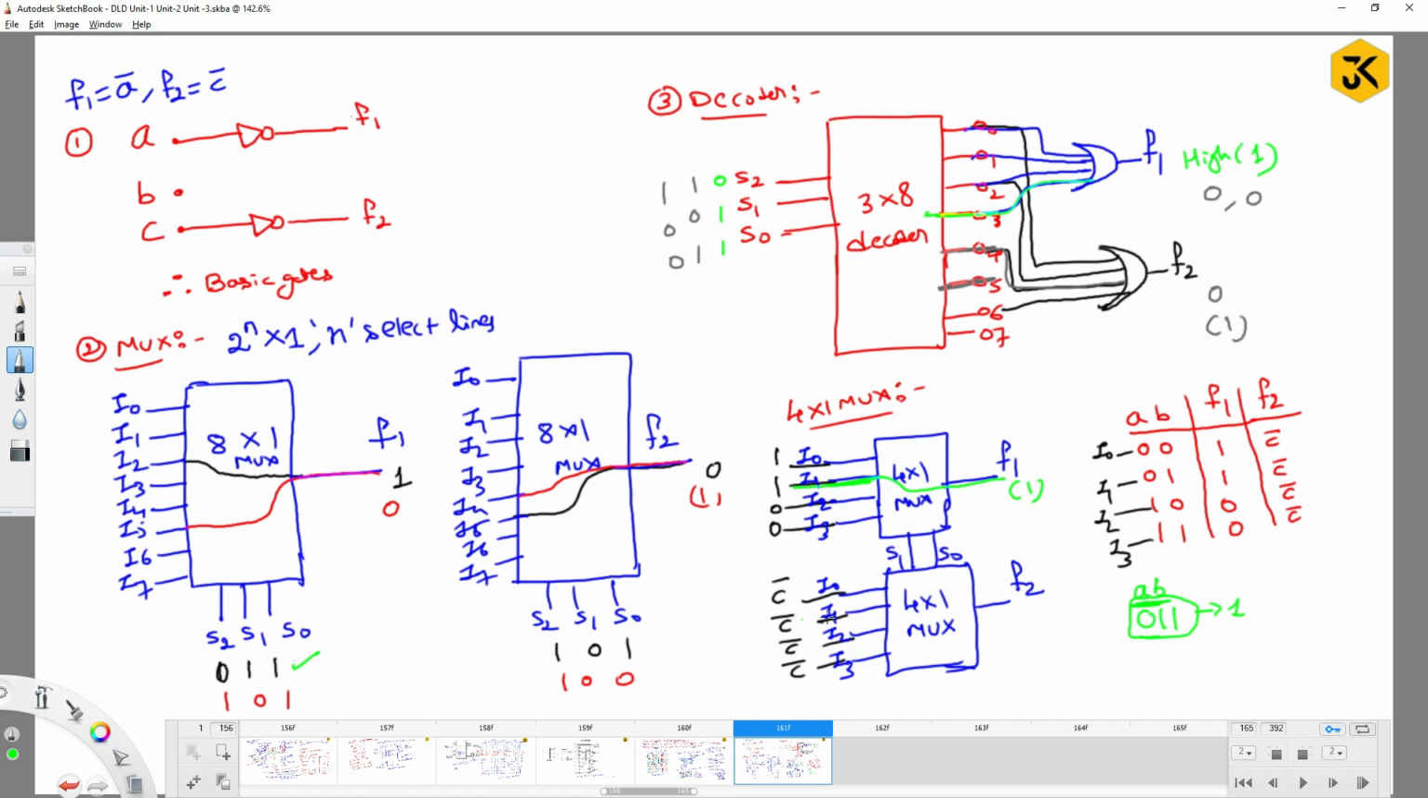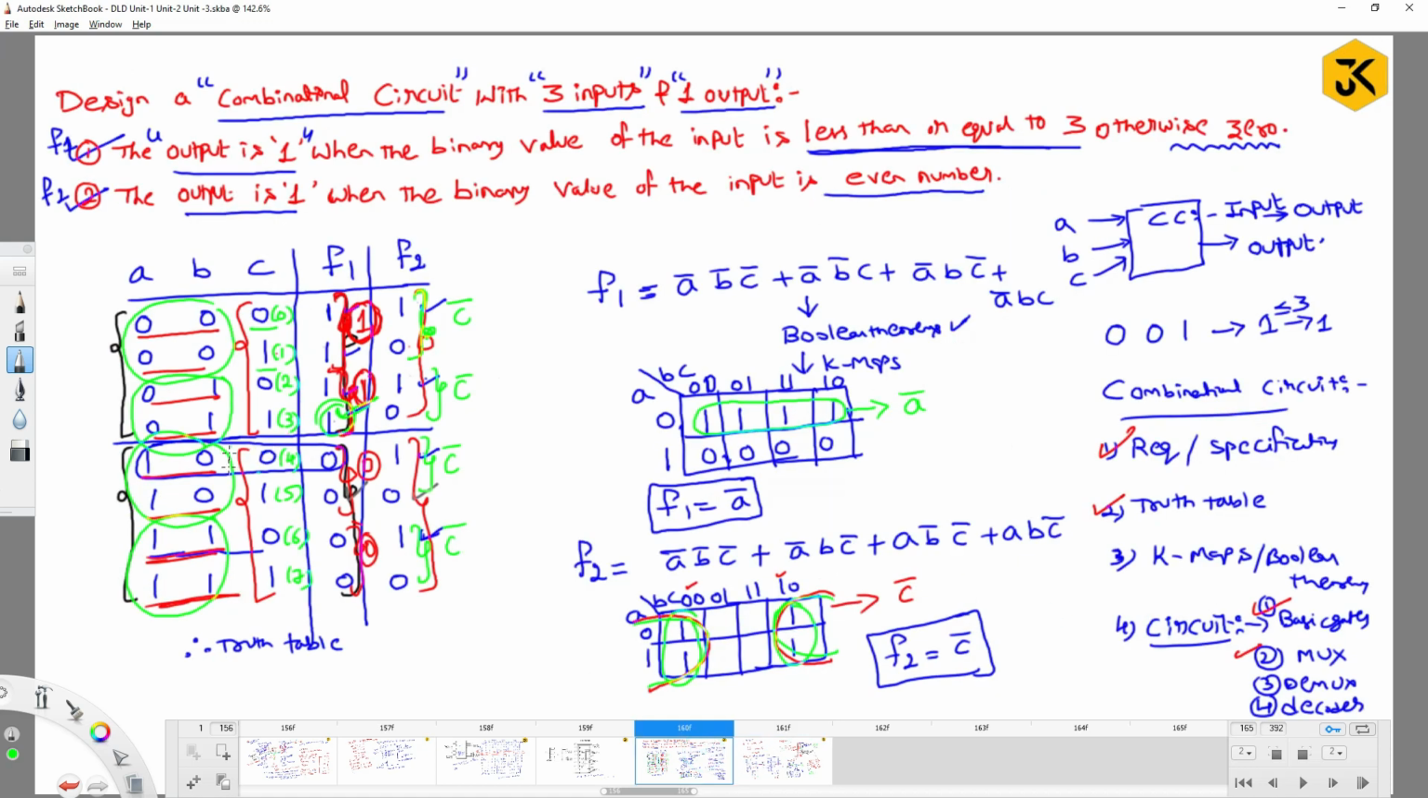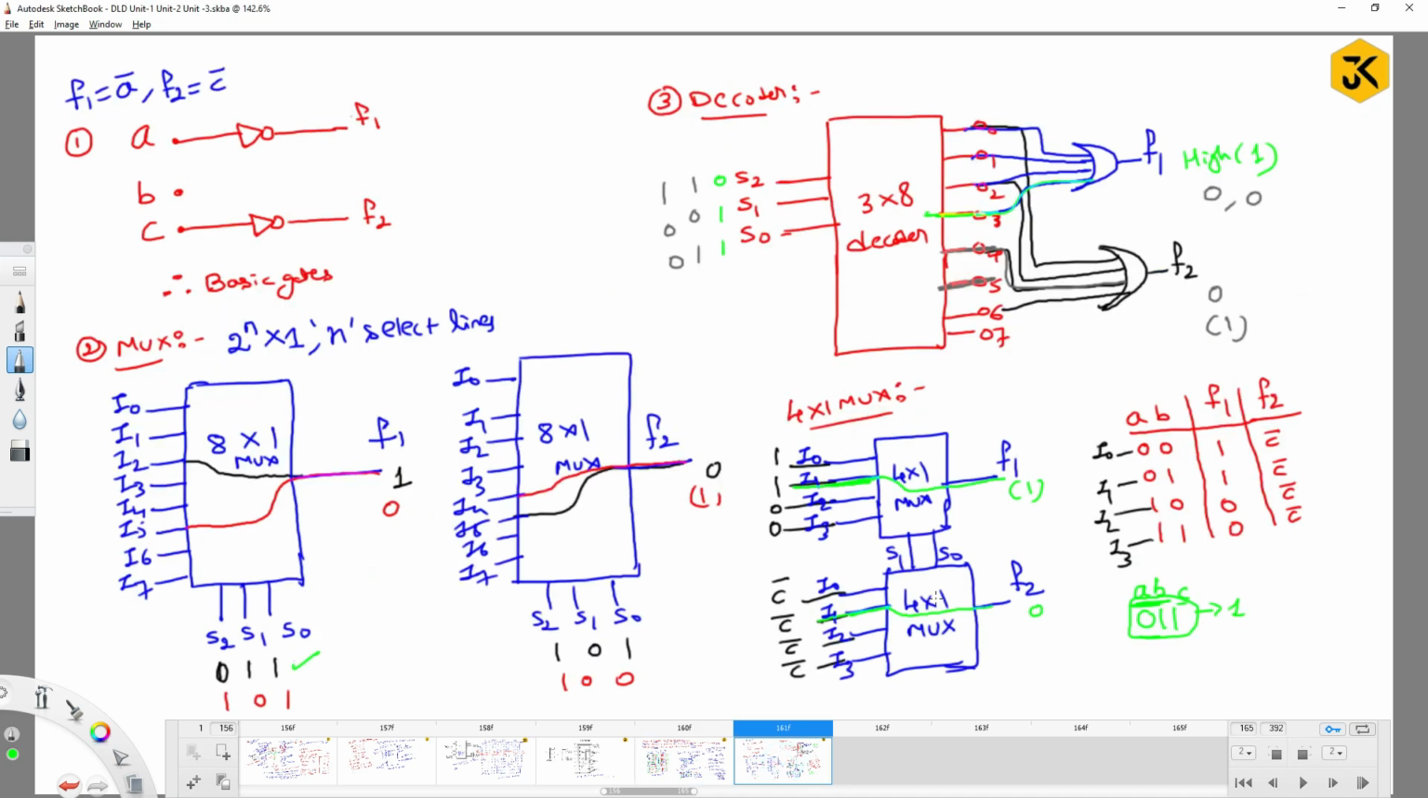Here also you will pass the same thing. If you are going to pass 0 1, this line is going to be activated and it is going to pass the power. But what might be the value? You are going to get C bar. What is C bar here? C is 1, C bar is 0. So it is working. For F2 it is 0. So like this it will work perfectly.